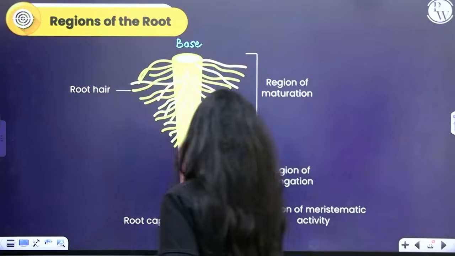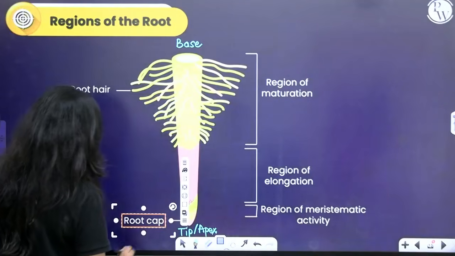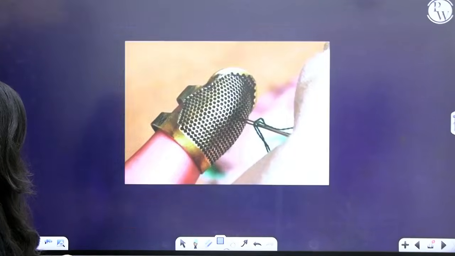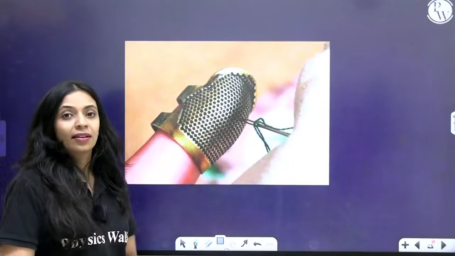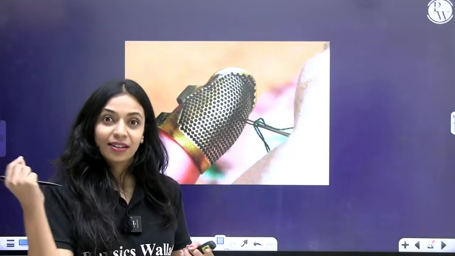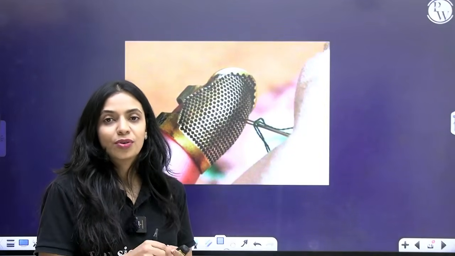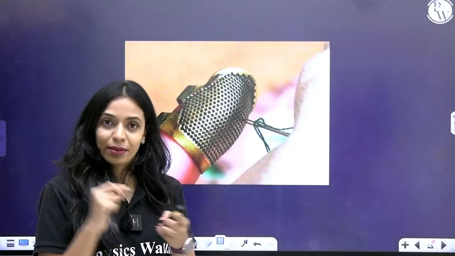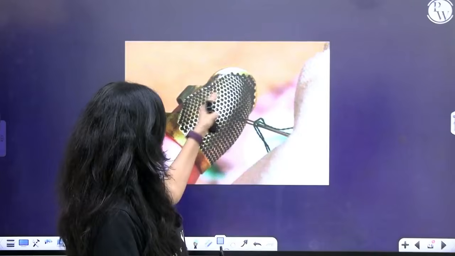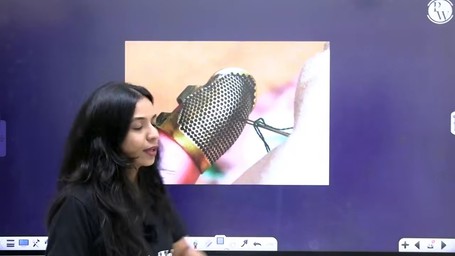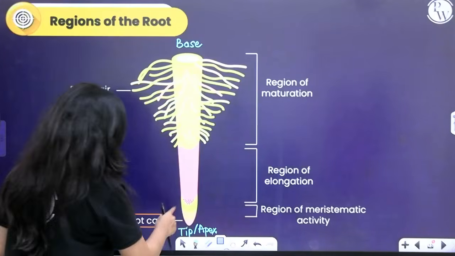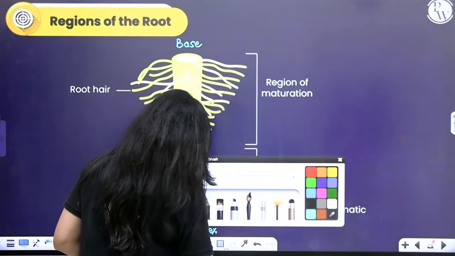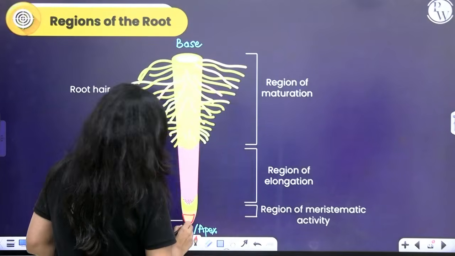Now this root cap, according to NCERT, is called a thimble-like structure. What is a thimble? Thimble is a metallic, cap-like thing that tailors use when they're trying to sew or stitch something. In order to protect the tip of their fingers from the constant piercing of the needle, they have this protective thing that is kind of like a cap. So here they say that the tip of the root has a root cap. Basically its job is to protect the meristematic tissue that lies above it.